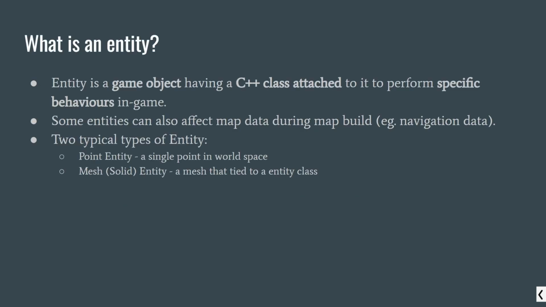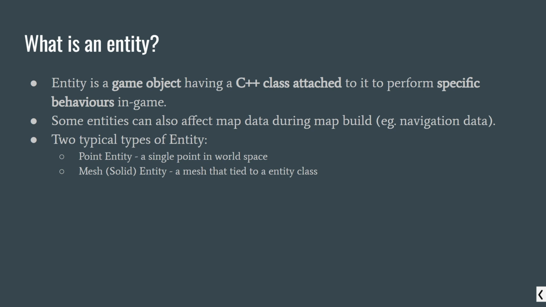Okay, so the first slide. My definition of an entity is a game object that has a C++ class attached to perform specific behaviors in game. There's some bold text: it's a game object with a C++ class to perform specific behaviors. Some entities can even affect the map data during map build. For example, tree entities can affect the navigation data during map compilation.